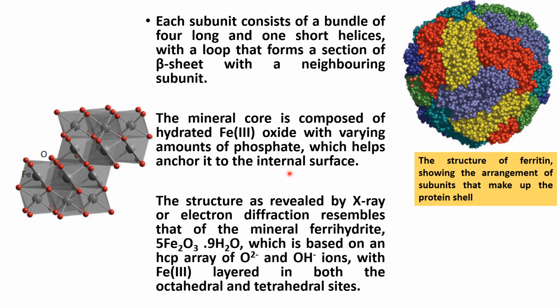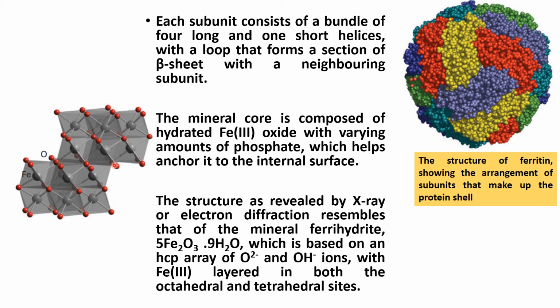The structure as revealed by X-ray or electron diffraction resembles that of the mineral ferrihydrite, that is Fe2O3·9H2O, which is based on a hexagonal close packing array of O2- and OH- ions with iron 3 layered in both the octahedral and tetrahedral sites. So in a ferritin there are a protein shell and also a mineral core.